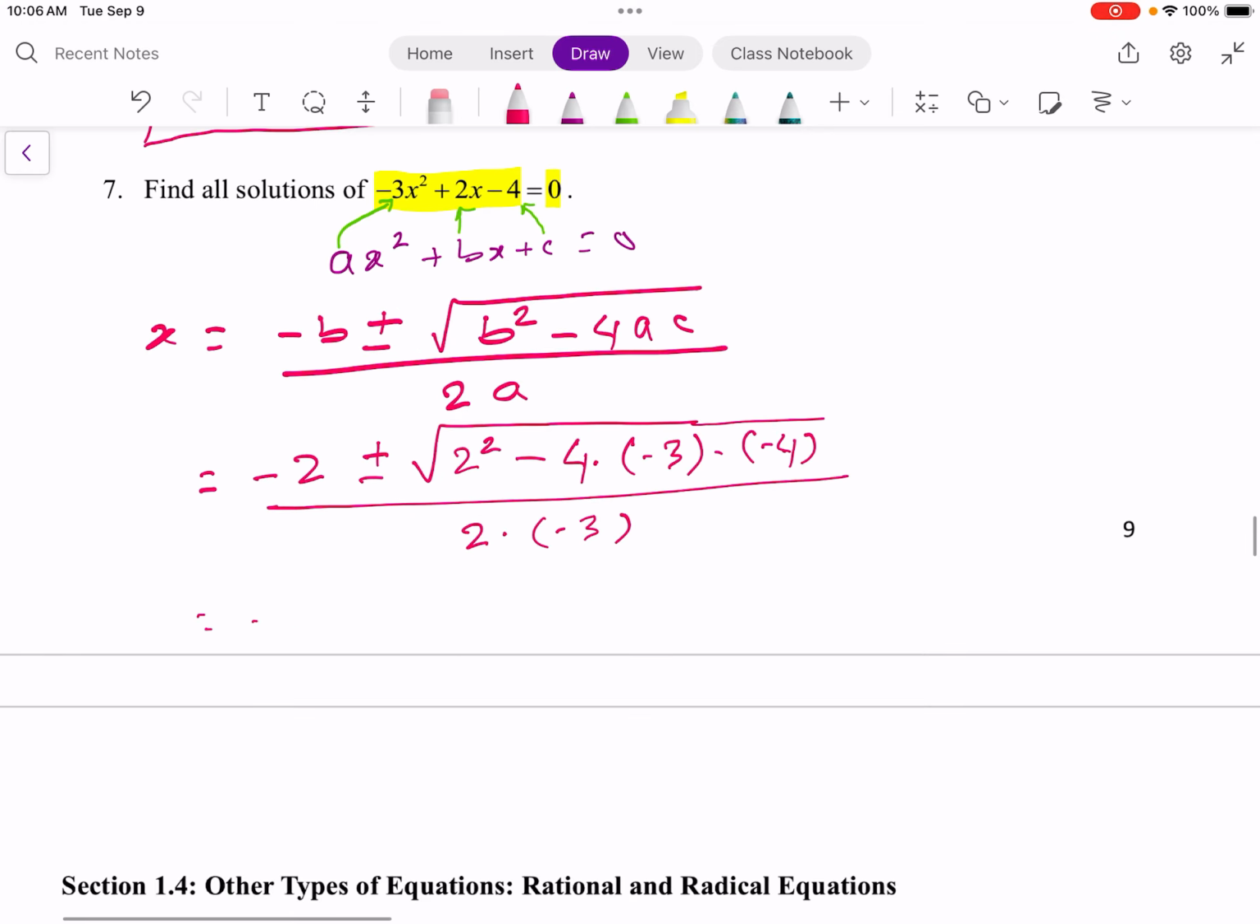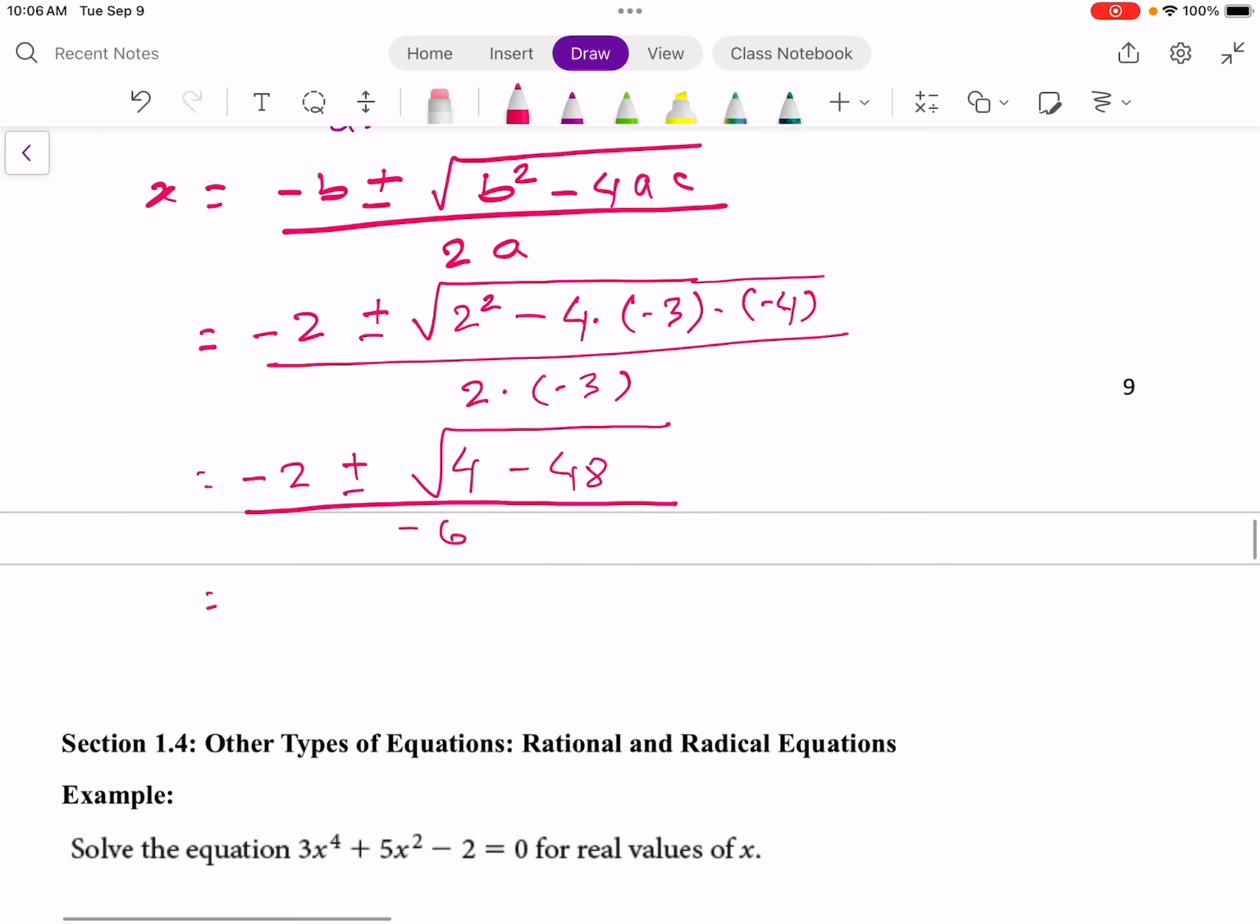Times c, which is -4, divided by 2 times a, which is -3. Now this is -2 plus or minus, let's simplify under the radical sign. 2 squared is 4, minus 4 times -3 is +12, times -4. What is that? -48, right? Divided by 2 times -3, that is -6. So it's 4 minus 48, that is -44, divided by -6.